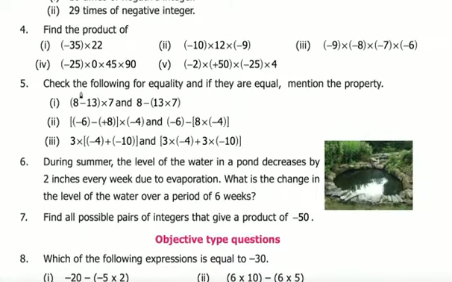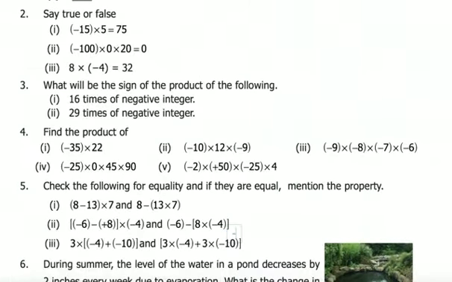Find the product. 35 into 22 is 35 into 20 is 700. 35 into 2 is 70, right? So this is 770. Sign is negative. And this is 129, 1080 positive, 1080. Two negatives are there, so the result is positive.